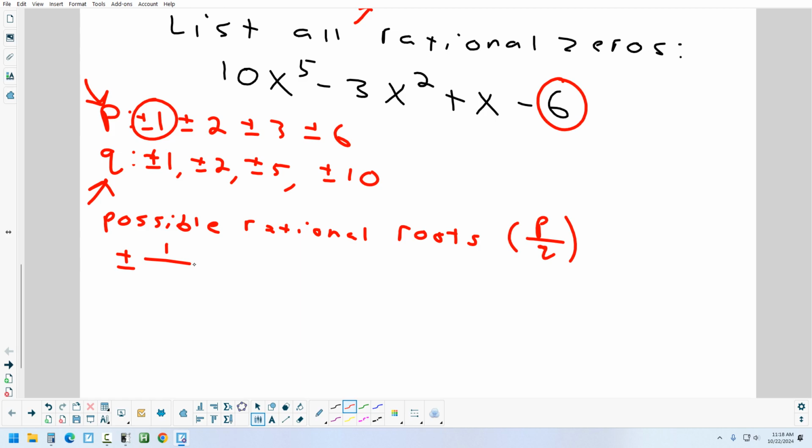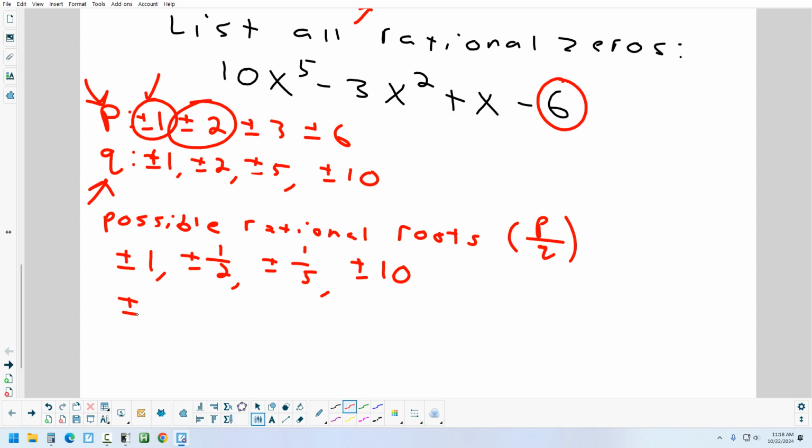I'll simplify as I go. I could have 1 over 1, which is how much? Just 1. I could have 1 over 2, which is just 1 over 2. I could have 1 in the top and a 5 in the bottom, or I could have 1 in the top and 10 in the bottom. Okay, so we've done all those ones. Let's go to the next one: 2 in the top.